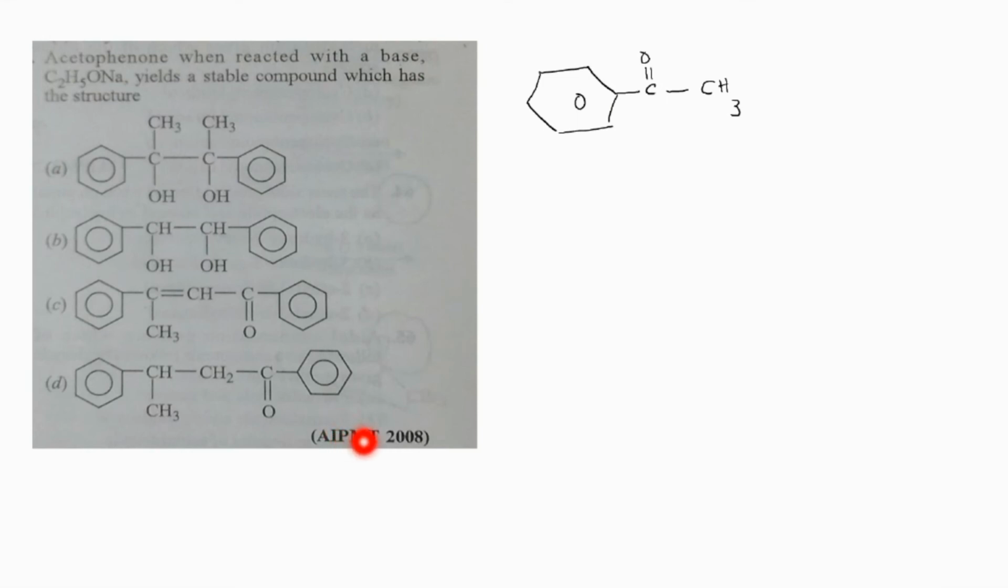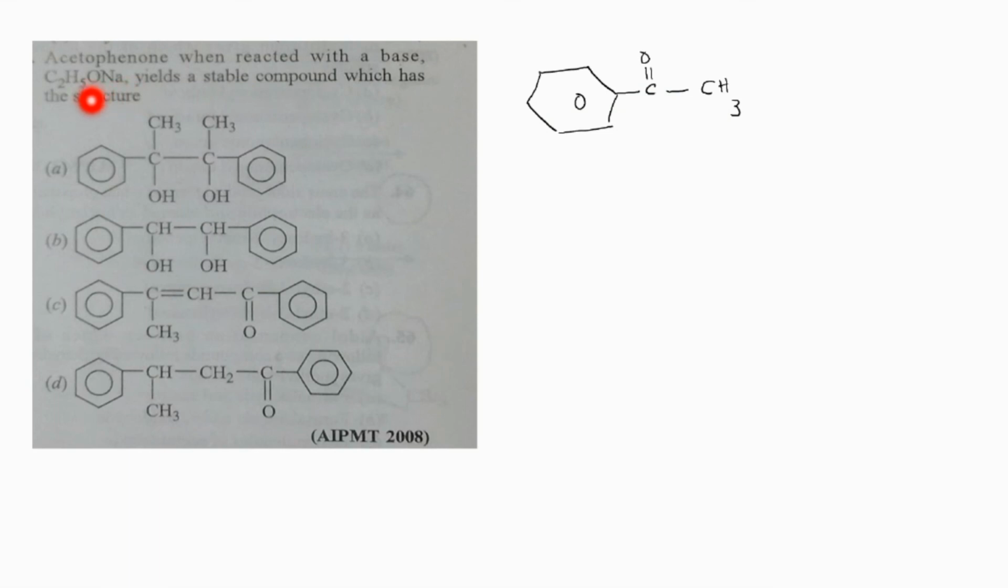Now, see this question. This is a pre-medical question. This was asked in the 2008 paper. Acetophenone, when reacted with a base C2H5ONa, yields a stable compound which has the structure. So, acetophenone will be looking like this, right? No? It is a ketone having alpha hydrogen also.